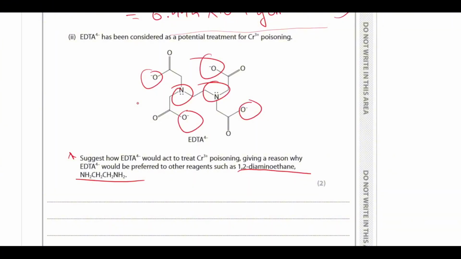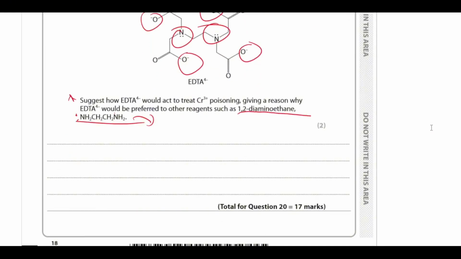All right. Now, compared to 1,2-diaminoethane, you can clearly see it has 2 lone pairs. It's a bidentate ligand, so considering EDTA4 minus can produce 6 dative covalent bonds, this complex is more stable than the complex which consists of a bidentate ligand. All right, so this is very important. So basically, due to stability, EDTA4 minus is more preferred.